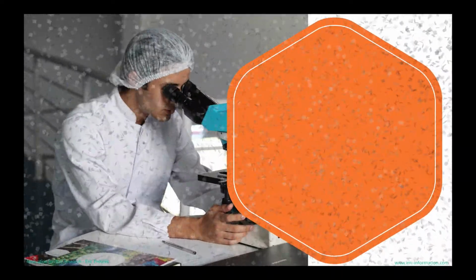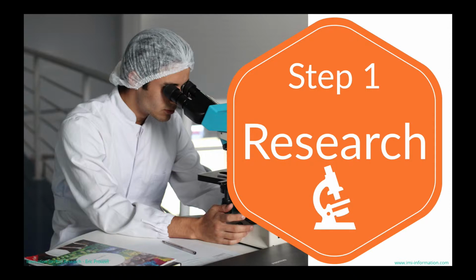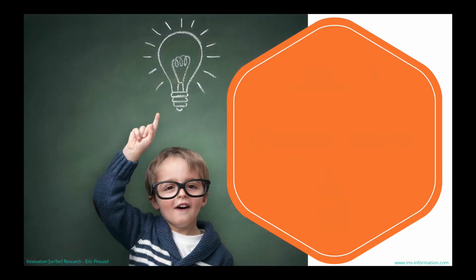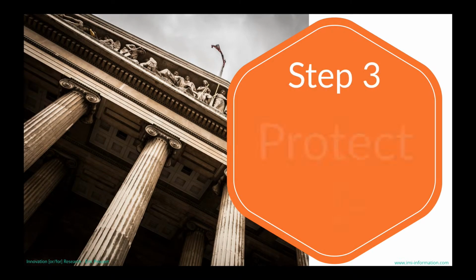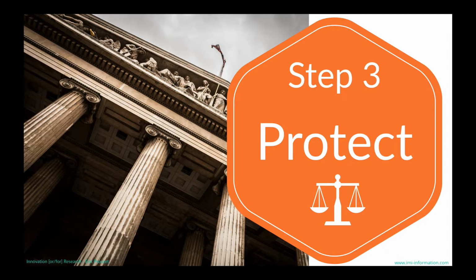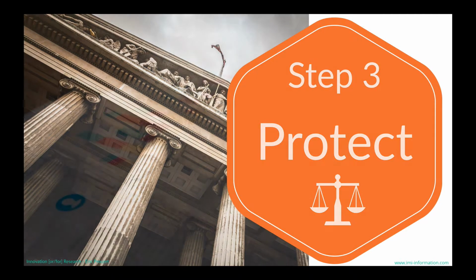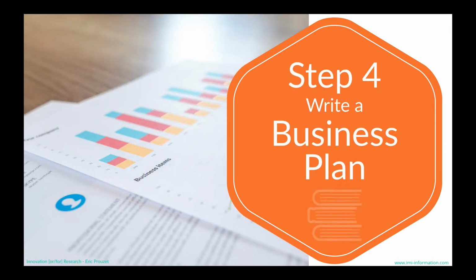The first step is, of course, to begin with some research. And in step 2, hopefully you will discover something. And what you do next will be to protect this. Because of course you don't want anybody to steal your invention, your discovery, your process. So you go and you file a patent to protect it. When you have your discovery, you have protected it, now you must write a business plan.